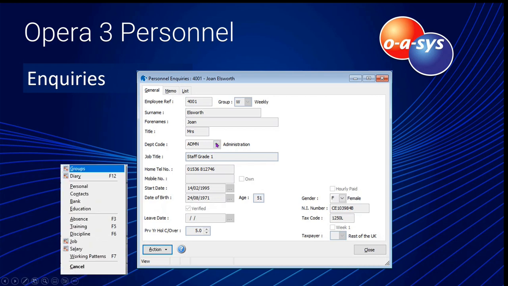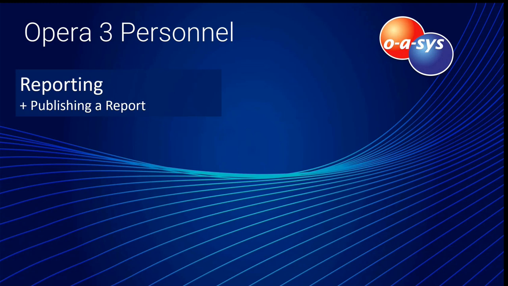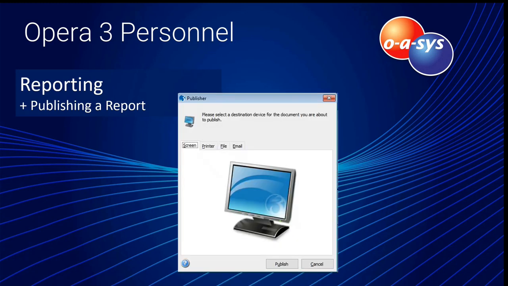As you can see, exactly the same layout. Now, publishing a report in Opera. Everybody now knows what the publisher looks like. And also just want to remind you that whenever you see the list view, you have the ability to right click on the top of the screen and copy the data and drop it into an Excel sheet.